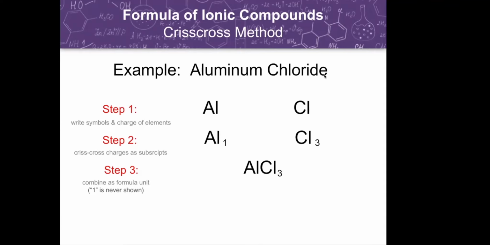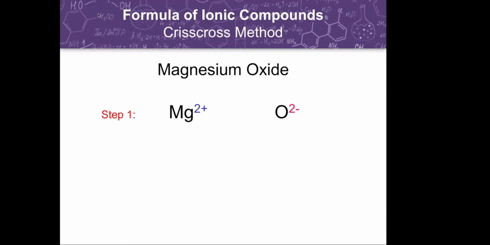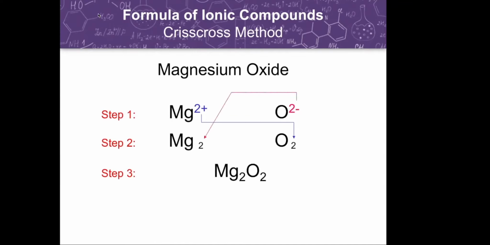That would be AlCl3. So yung magnesium, we have 2 positive, oxygen ay 2 negative. Crisscross the charges. And then technically you will arrive at the right formula if you follow the rules, yung step 1 to 3.